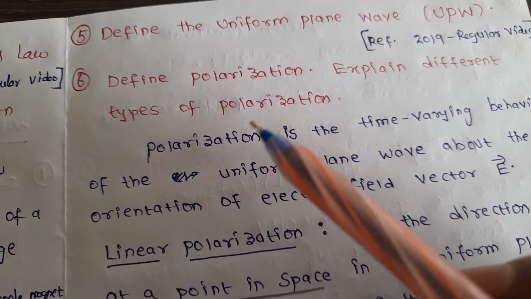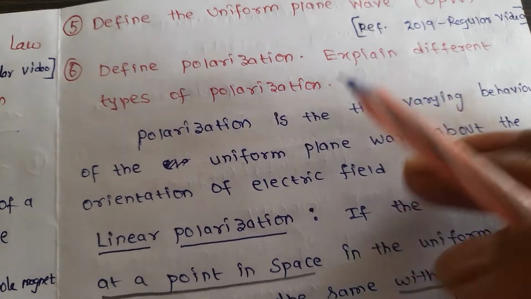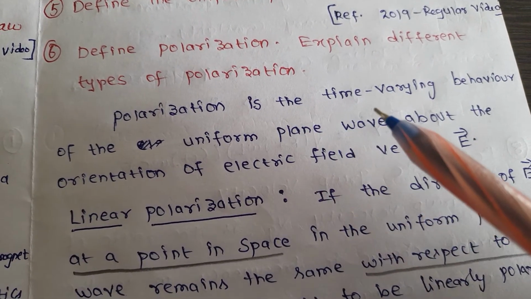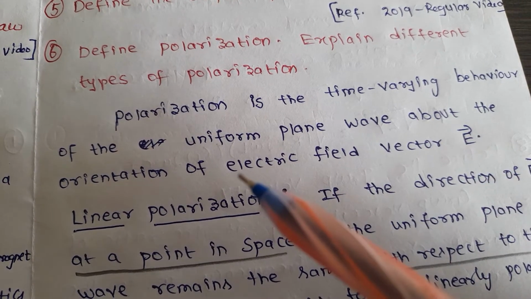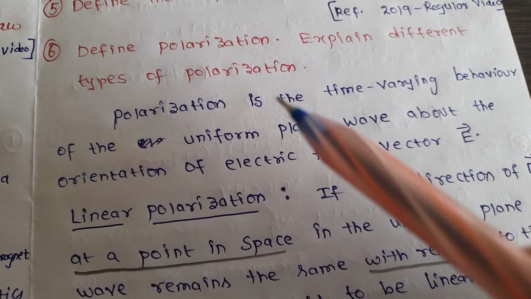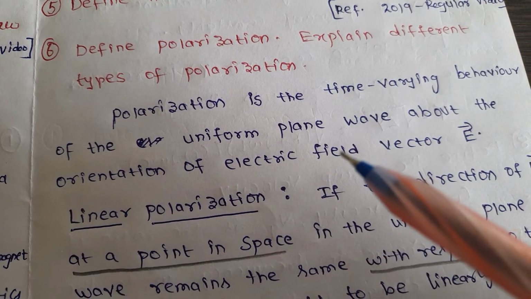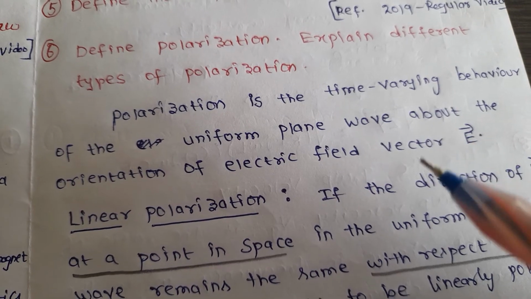Now next question. Define polarization. Explain different types of polarization. First of all, we will see what is meant by polarization. Polarization is the time varying behavior of the uniform plane wave about the orientation of the electric field vector. Polarization only talks about the electric field vector, the orientation of the electric field vector in time in the uniform plane wave. Is it clear?